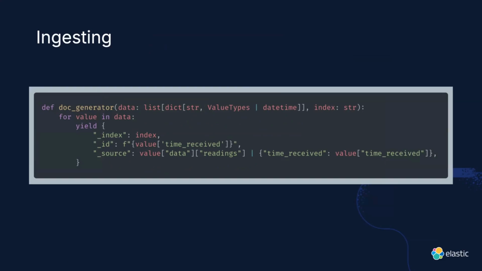And so I'm setting the ID to be the time received, so I have a unique ID per data point. And then for the source of that data, I'm going to include the various readings that you saw before, including that linear acceleration, the angular velocity, all that type of stuff, as well as the time received. So now I have a time series of data to go through.